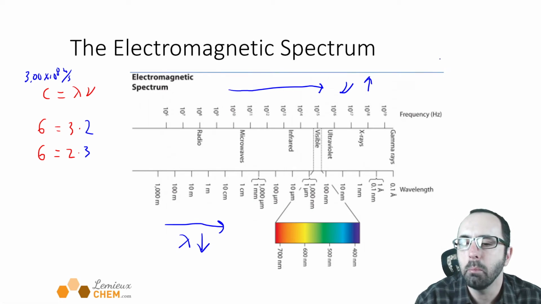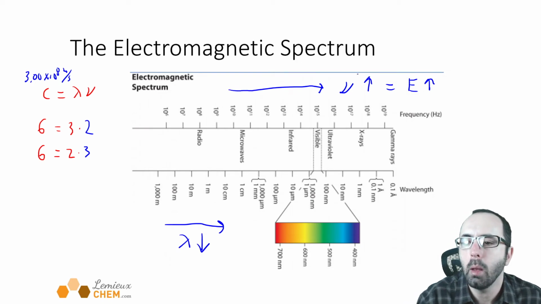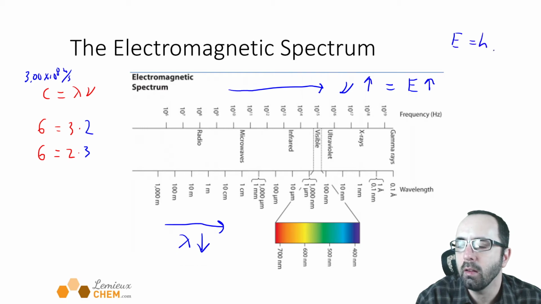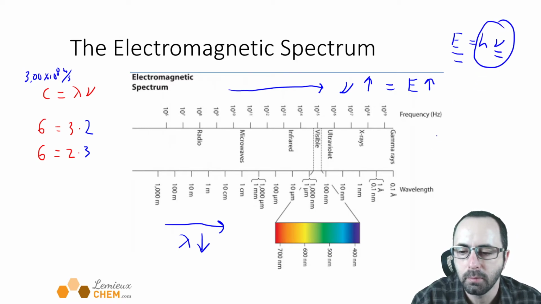And remember that bigger frequency means bigger energy. Okay, so this is the relationship that you need to know. And the reason why bigger frequency is bigger energy is because the energy is a constant times the frequency. So if the frequency gets bigger, that means this whole side gets bigger, so more energy here.